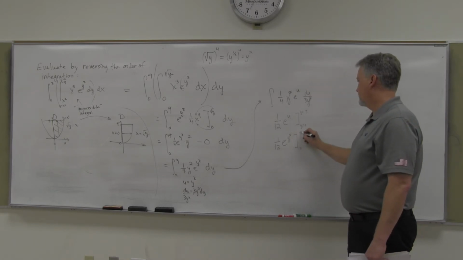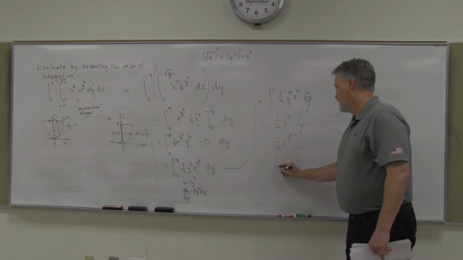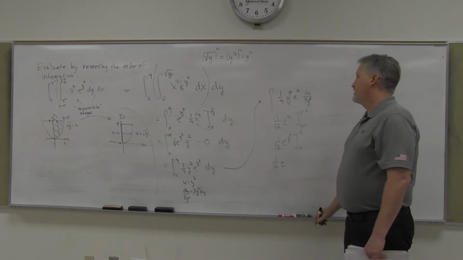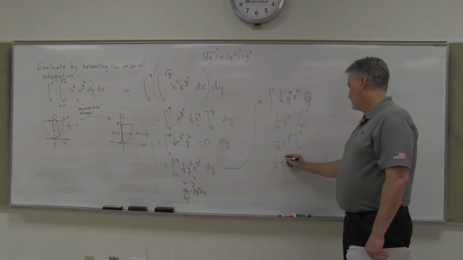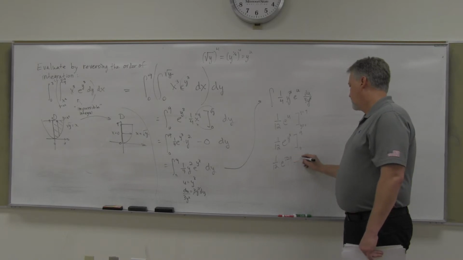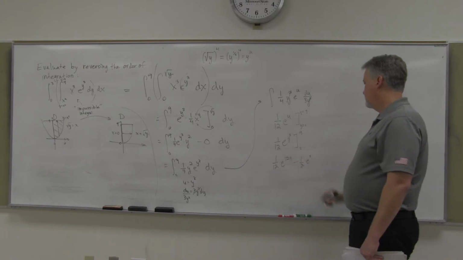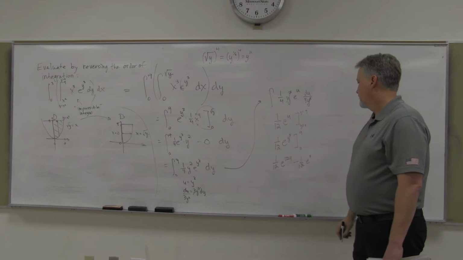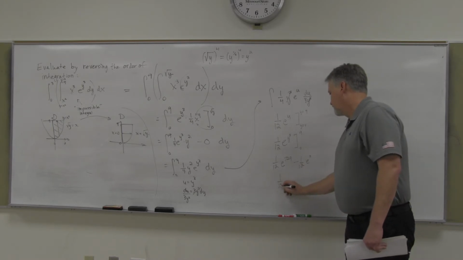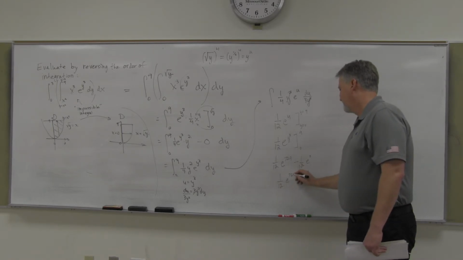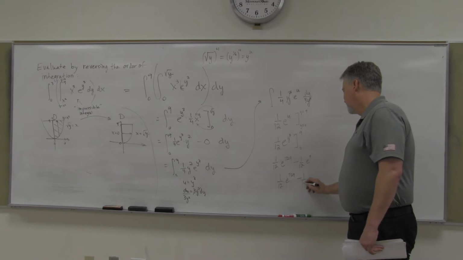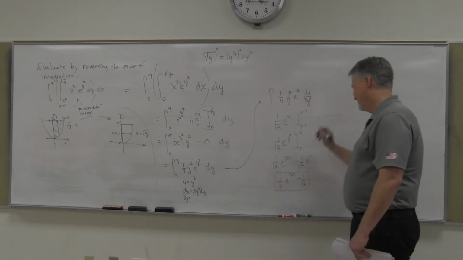Now I can go 0 to 9, which is going to be 1/12 e to the 9 cubed, 729, minus 1/12 e to the 0, which is 1. So it's just 1/12 e to the 729, minus 1/12. Yeah, that's what I was thinking it was. That's right.